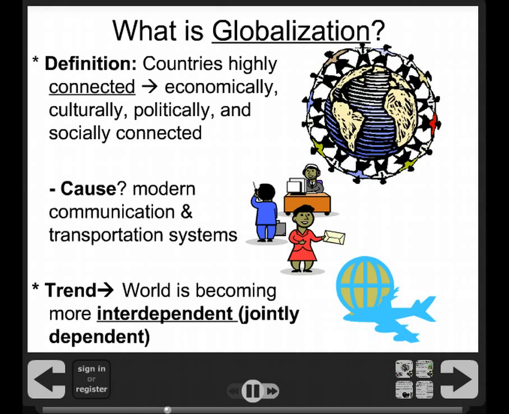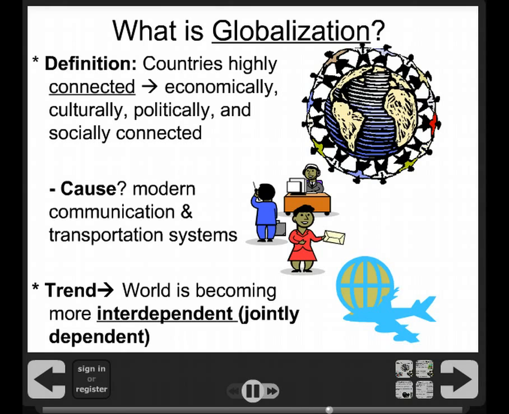Why is this? Well, that is because of new communication and transportation systems. The biggest of all of these is the internet. The internet allows people from all over the world to stay connected at all times. The trend that you need to pay attention to, and this is a big vocab word that appears in the HSA, is the world is now becoming more interdependent, which means that each country now depends on others. No longer can a country get everything it needs culturally, politically, socially without being connected to another country.